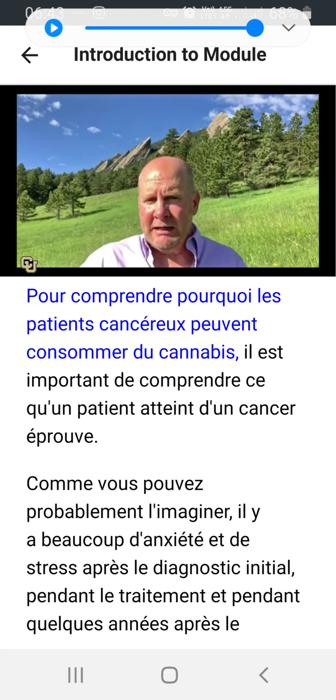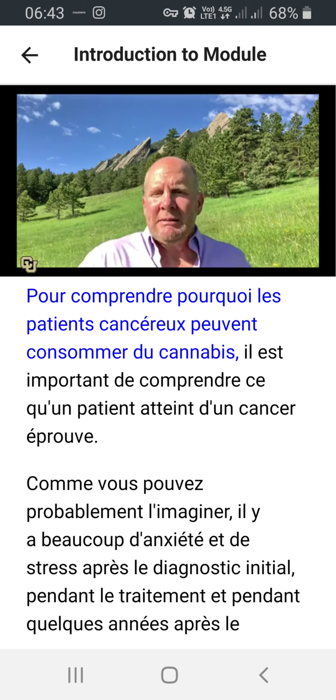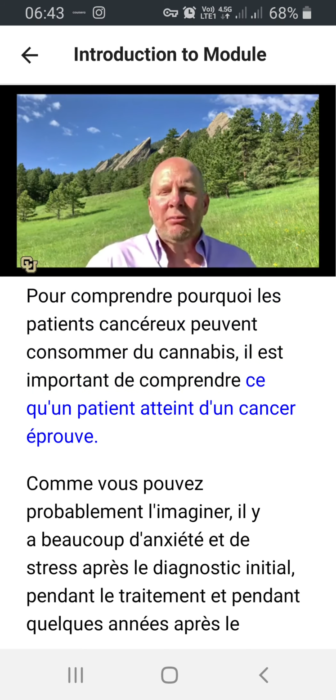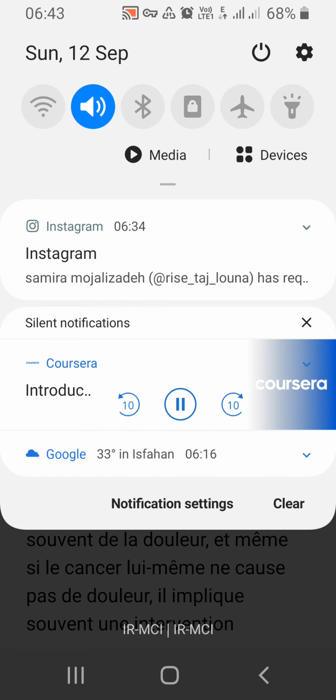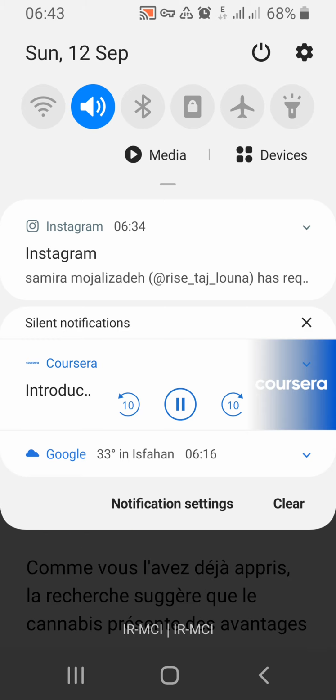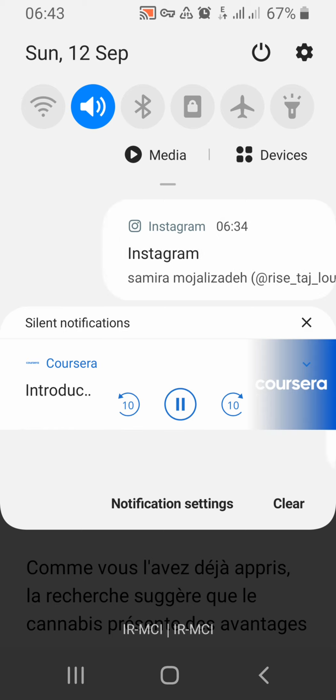To understand why cancer patients might use cannabis, it is important to understand what a cancer patient experiences. As you can probably imagine, there's a great deal of anxiety and stress after the initial diagnosis, during treatment, and for some years after treatment. The cancer itself often involves pain, and even if the cancer itself is not causing pain, it often involves surgery, chemotherapy, and/or radiation, all of which can be a significant source of pain.